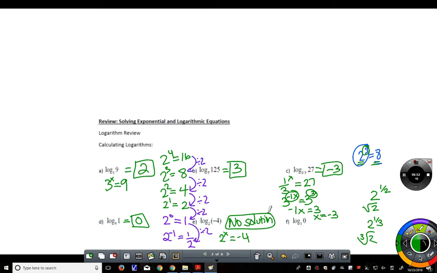Okay? What about part F? 3 to what power equals 0? Good. Okay, again, no solution, because what does a 0 power do? 3 to the 0 power would become 1. Negatives turn it into reciprocals or fractions of what we were using. Okay? Fraction exponents make a radical.